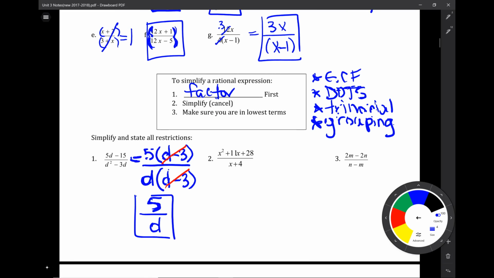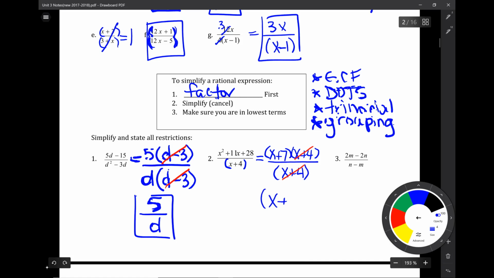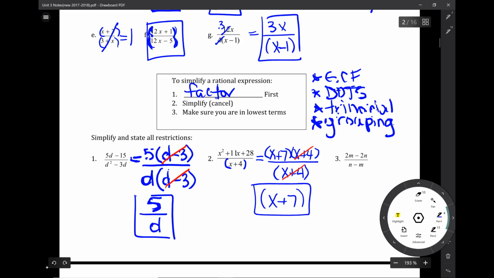All right, in number 2, I noticed that the denominator has an x plus 4, so I'm going to put parentheses around that. And my numerator, I'm going to try and double bubble factor it. The top, we want to find things that multiply to 28 but add to an 11, so hopefully everybody's thinking what I'm thinking. 7 and 4. And just like that, my 4's match, and my final answer would be x plus 7. Hopefully this is making sense and I'm not going too fast.